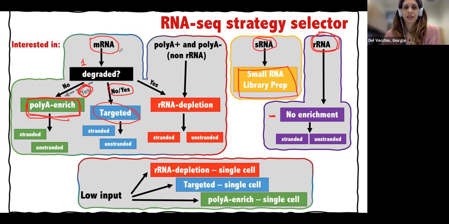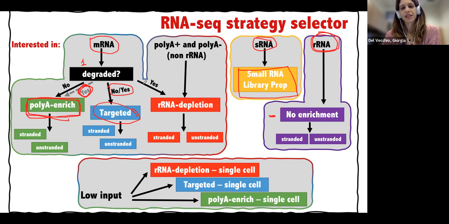And this is the option you have if you are interested in messenger RNA only, the 2 options you have. So degraded, no, poly-A. Degraded, yes, targeted, okay?